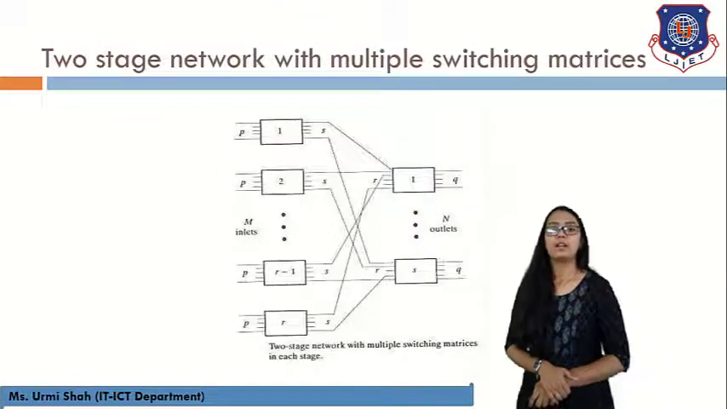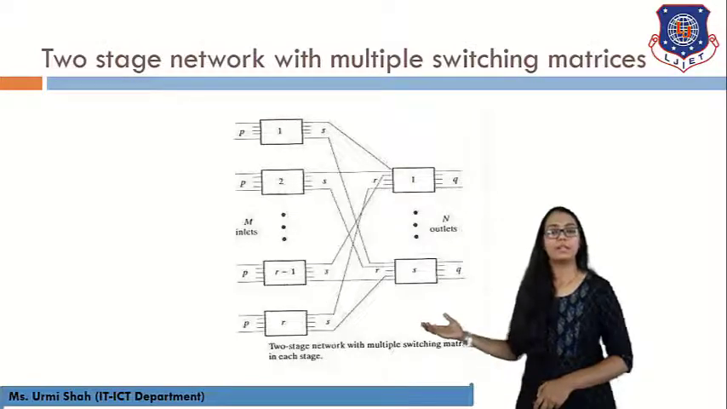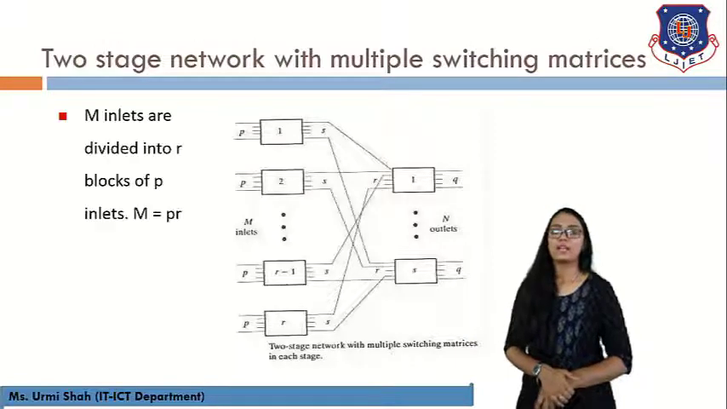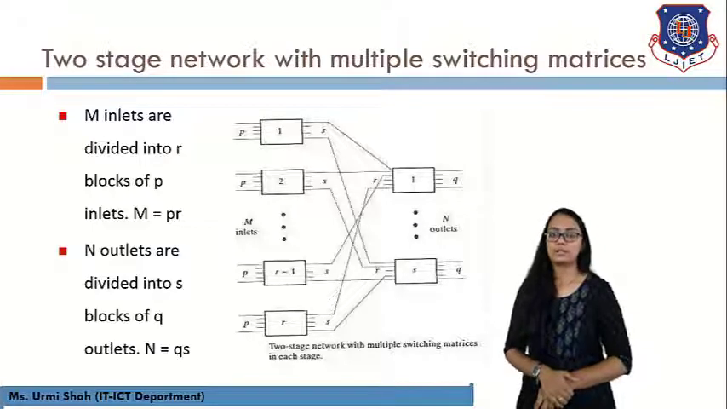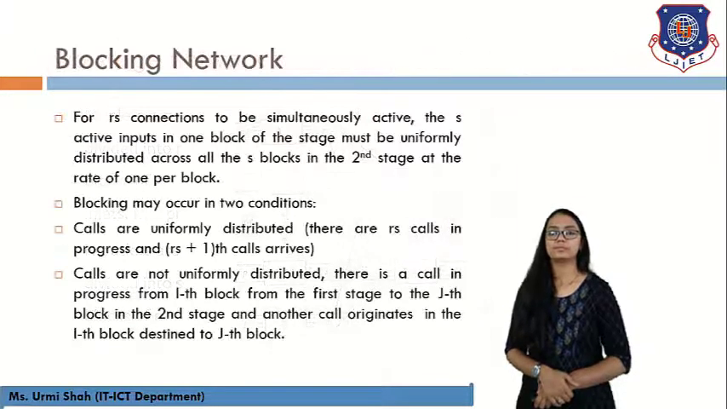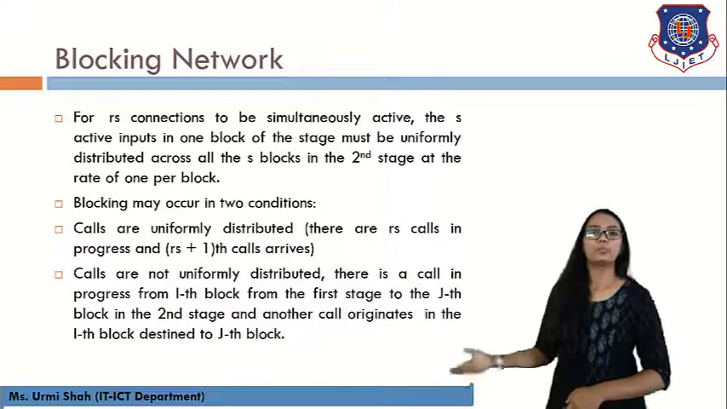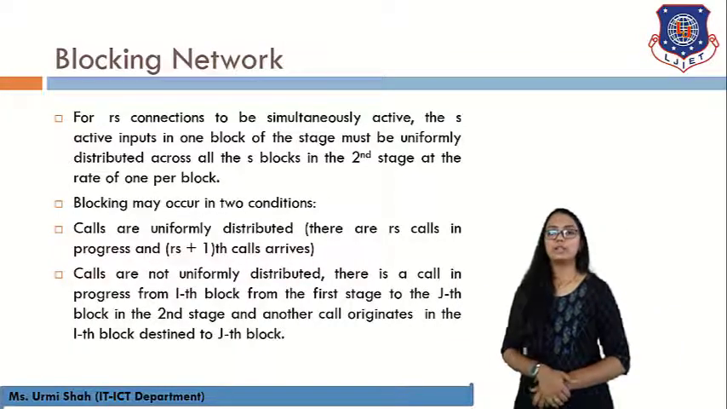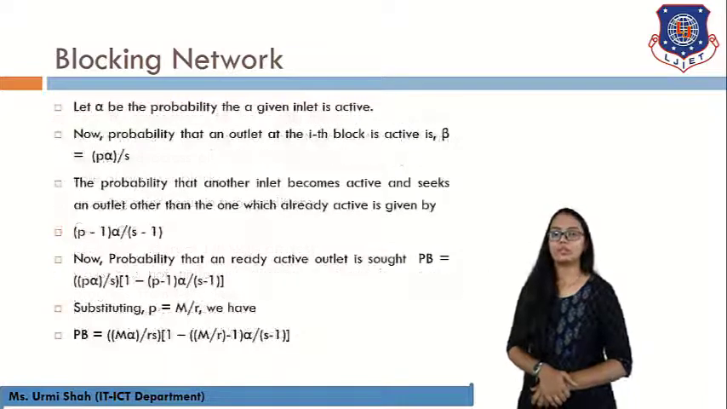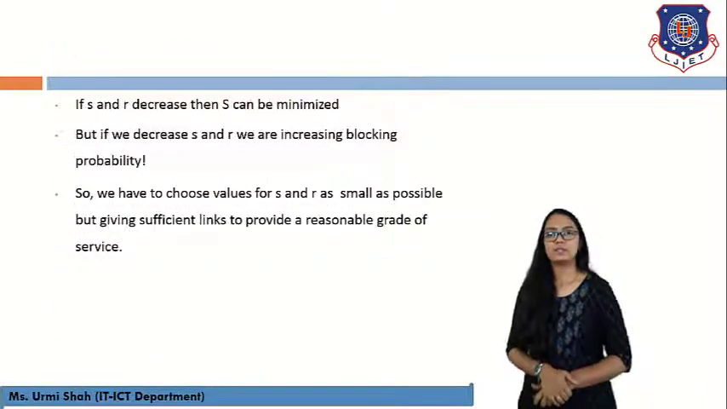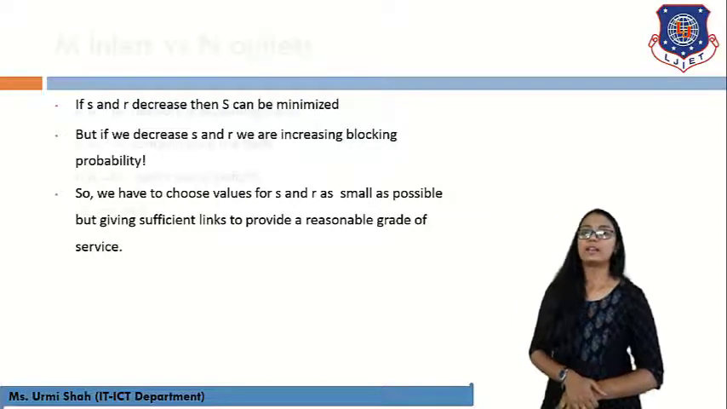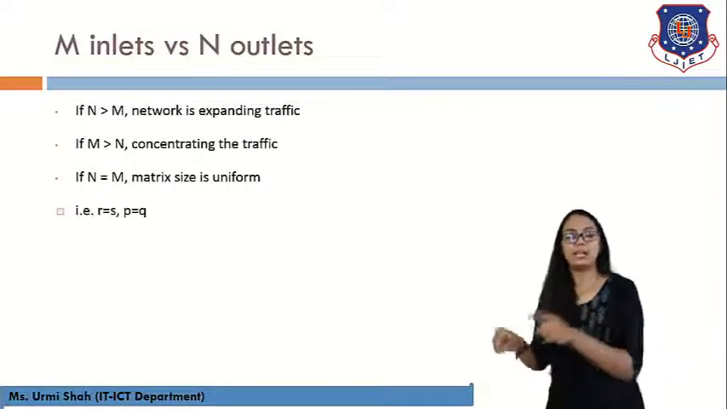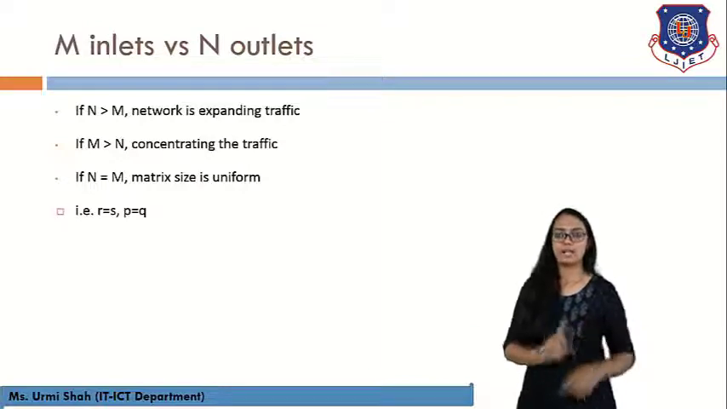Moving ahead, this is a two-stage network with multiple switching matrices which we have discussed before. It comprises M inlets and N outlets. This we have already discussed. Next, we were discussing the blocking network, and what a blocking network is, we have already derived. Now based on this, we will be understanding inlets and outlets. So M inlets versus N outlets.